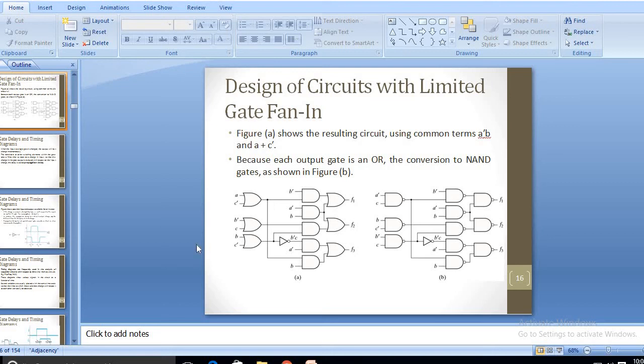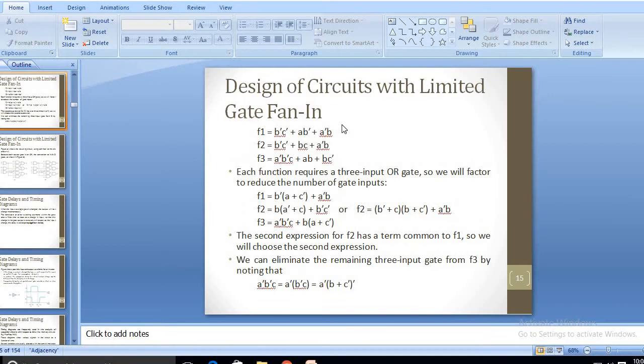Good morning, students. Okay, we have to continue with the third module. We have already covered this topic.